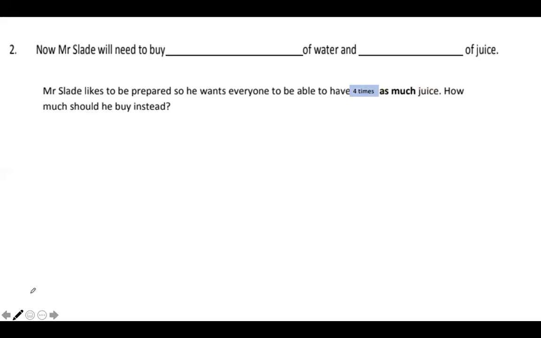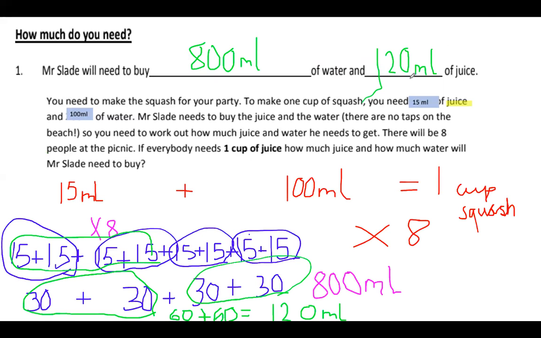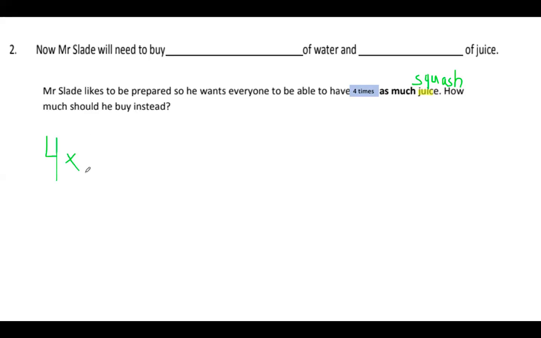So Mr. Slade likes to be prepared, so he wants everyone to be able to have 4 times as much juice. In this case, even though it says juice, we can tell here that it's really squash. So if we change that to squash to help ease confusion, look back, so how much juice was there? Well, there was 120. So we're going to do 4 times 120. That was our juice. And then we're also going to do 4 times, can you remember how much water we needed? Well done, 800 milliliters.